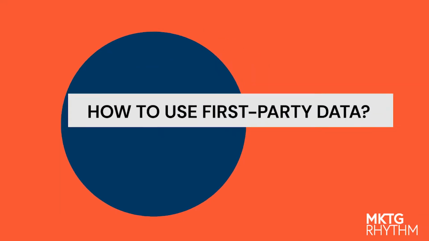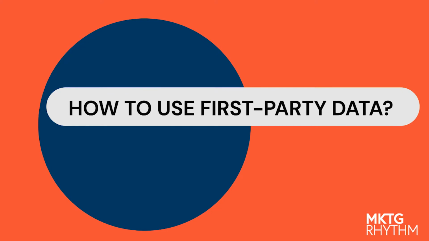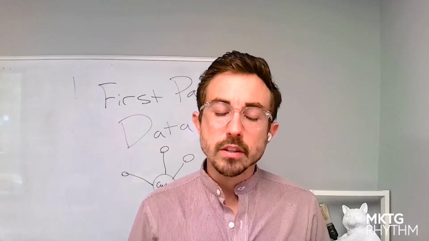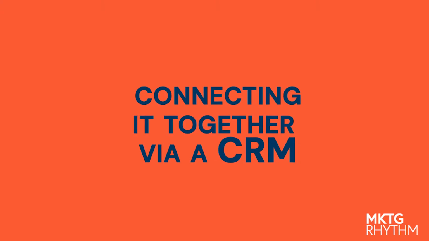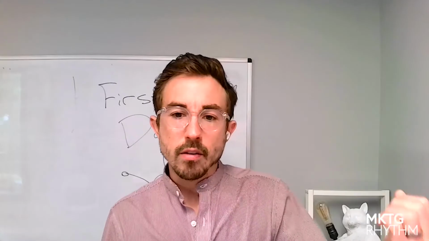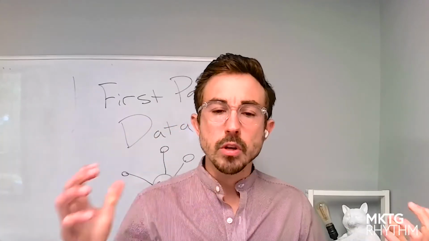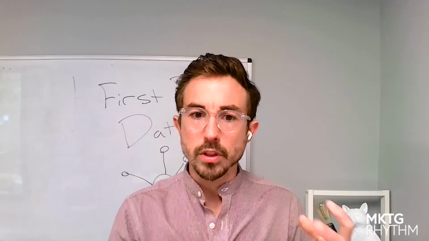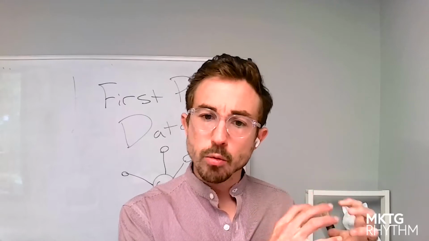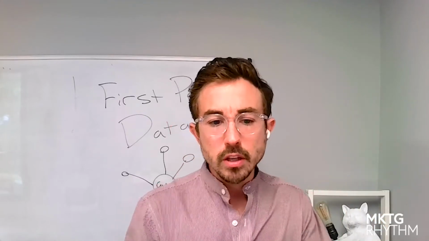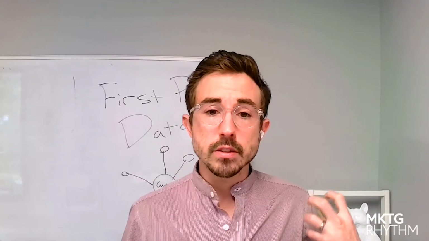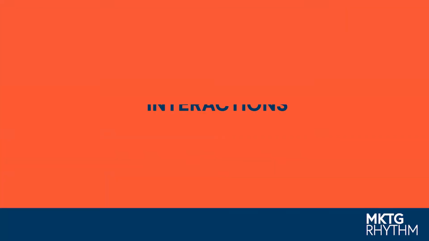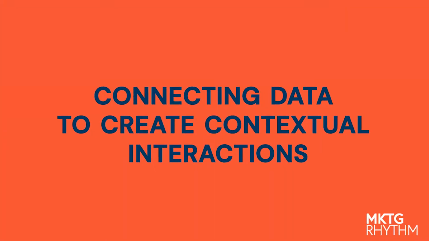How to use first-party data? Like we've talked about already, some of this, but connecting everything together with your CRM. This is where I think there's going to be a larger push moving forward. Is like, hey, we have online customers, we have offline customers. How do we connect those together in our CRM to understand what that customer journey looks like, what that buyer profile looks like, and what they're finding value in?